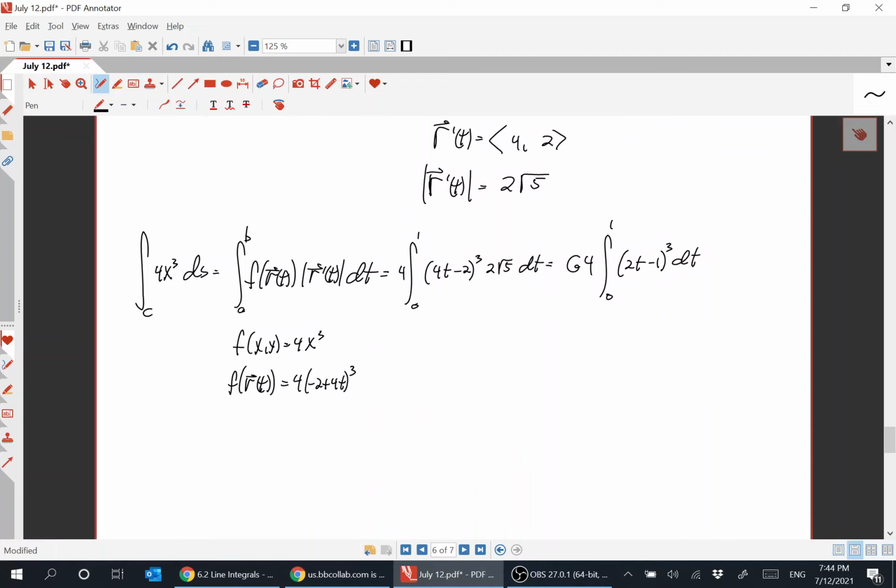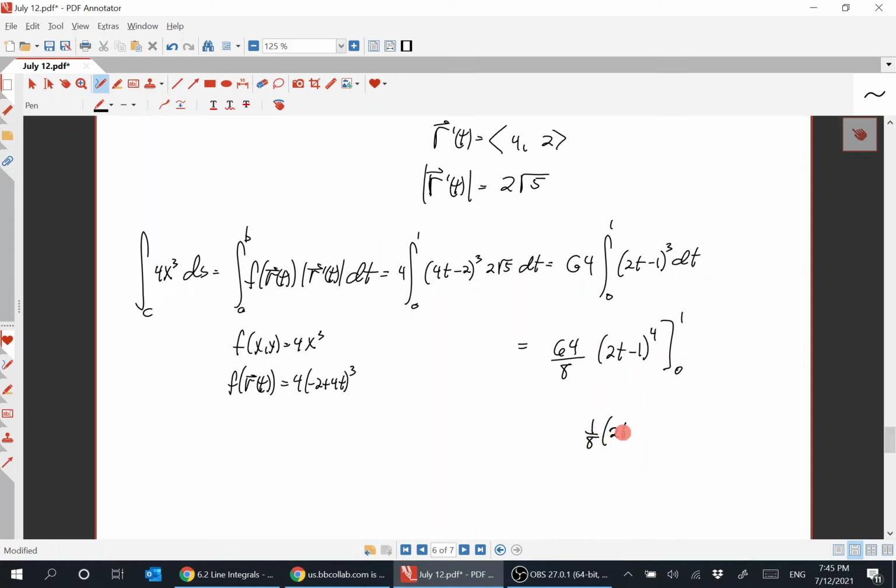For the antiderivative, you have to use substitution. But what does it become? It's going to be 64 over something, times (2t - 1) to the fourth, from 0 to 1. What's it going to be divided by? So 4 times 2, over 8, I think. Is that right?